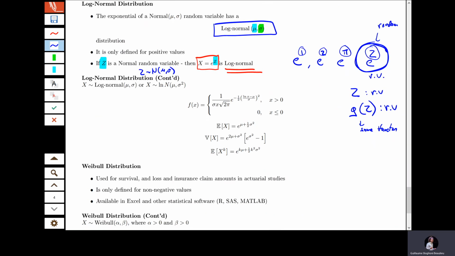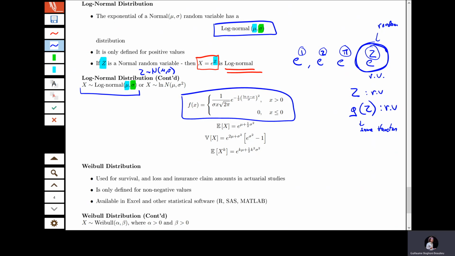And so here there's a bit of notation. If x follows a log-normal, as I said, with those parameters mu and sigma, well, this is just an alternative notation. Then the density function is given by this big expression.